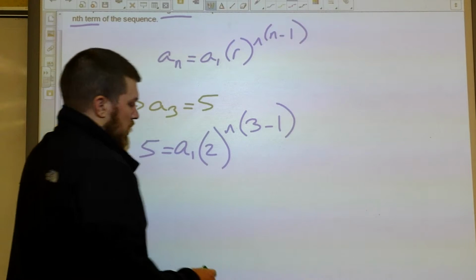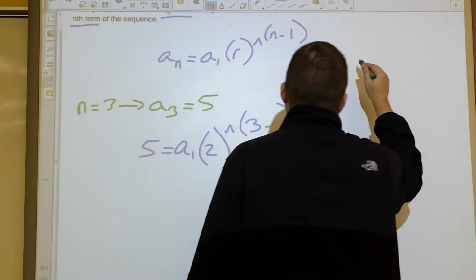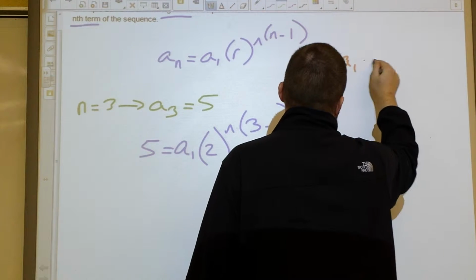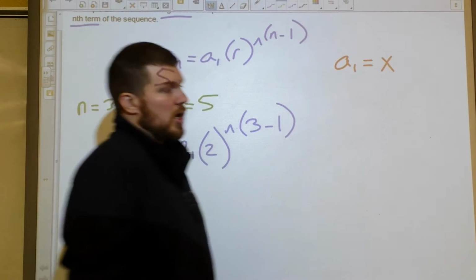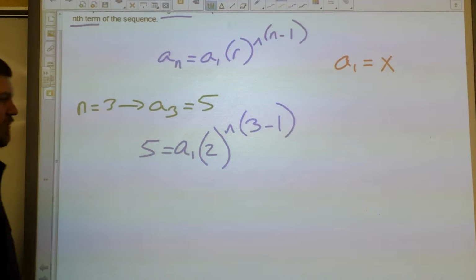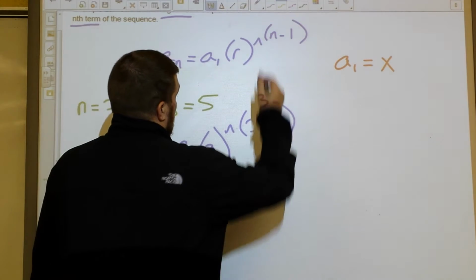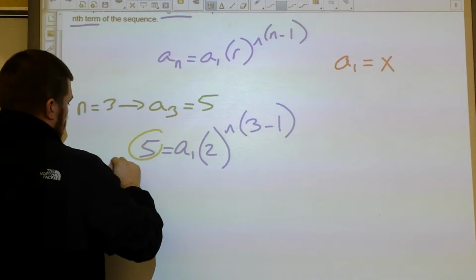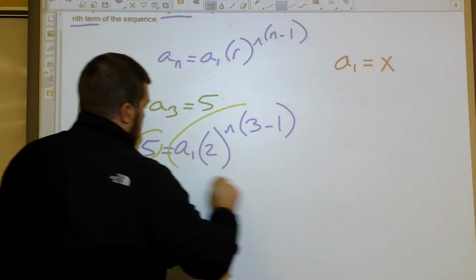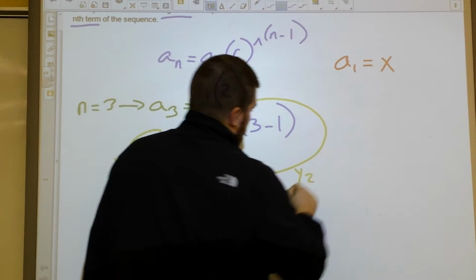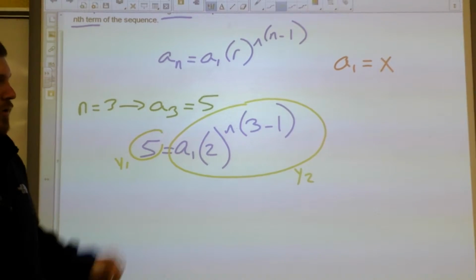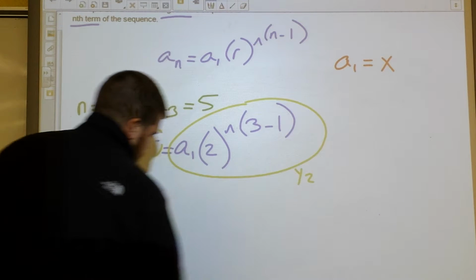Instead of a sub 1, I'm going to pretend when I use my calculator that a sub 1 is going to be an x. That's what I'm going to type in for a sub 1. So just keep that in mind. We're going to graph now. y1 on the left, y2 on the right. Just remember, instead of a sub 1, we're going to type in x.